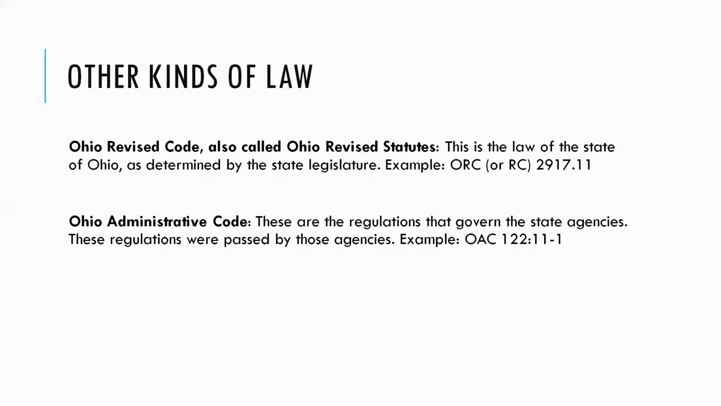You have the Ohio Administrative Code, which are regulations that govern the state agencies, which have been passed by those agencies. And you can see an example there of how you'll see that written, the OAC, and then the numbers are going to look like that.